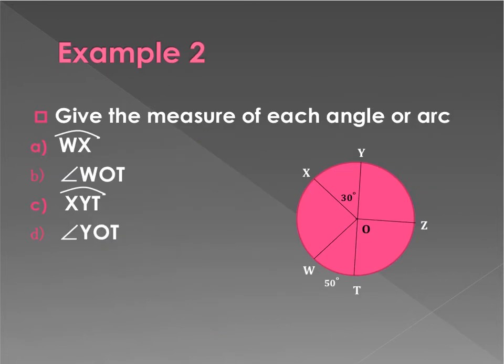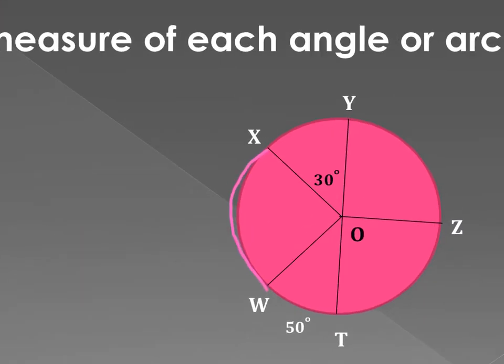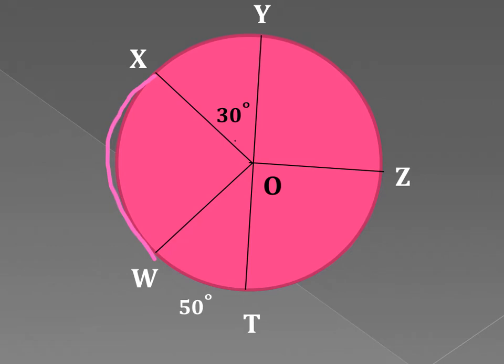So we need to give the measure of each angle or arc. So arc WX, so we're going to go from W to X. Looking at this circle, we know that this angle is 30 degrees. If this arc is 50, that would mean that this angle has to be 50 degrees also. And we know that all three of these angles are going to add up to 180 because it's a semicircle.